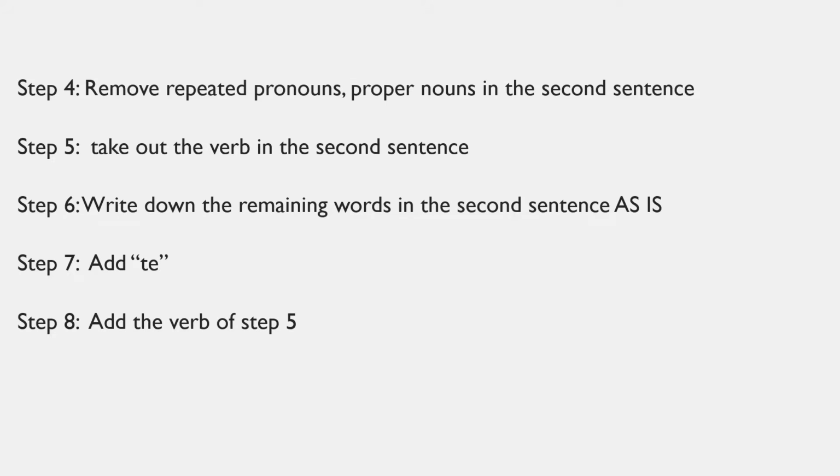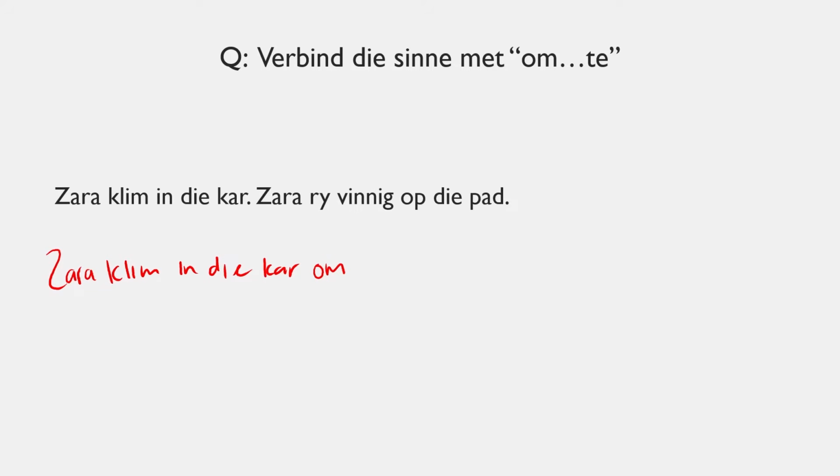Step 4, remove repeated pronouns and proper nouns in the second sentence. What is our second sentence? Remember, this is our first sentence. That is our second sentence. Do we see that Zara is in the first sentence and in the second sentence? So we're just going to remove Zara from there. That is our fourth step.